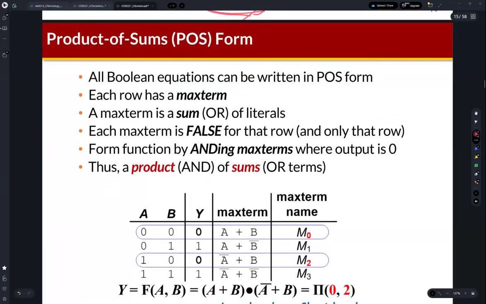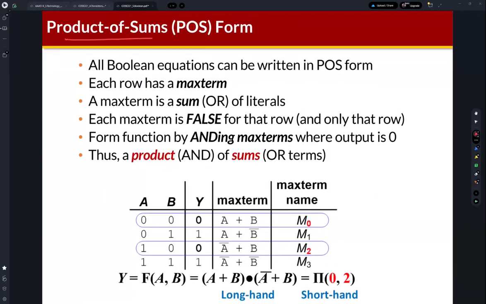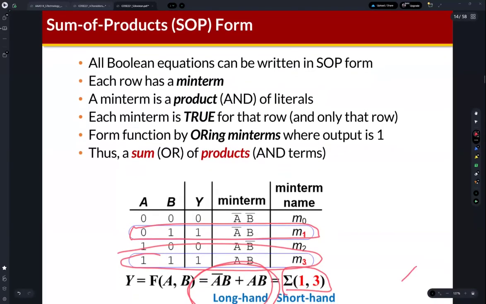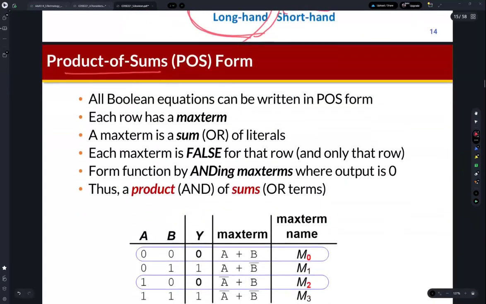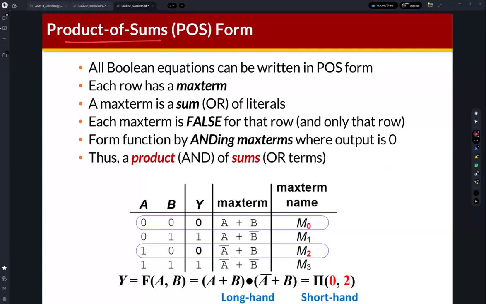Then another term is the product of sums. Until here we learned about the SOP, the sum of products. We first define min terms, the products, and then we add them, a sum of products. The other type is the product of sums, the POS form. For the POS form, we define max terms, like here.